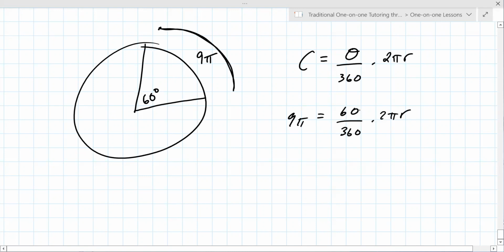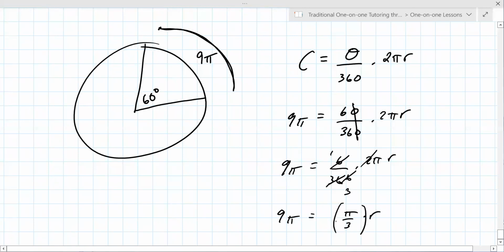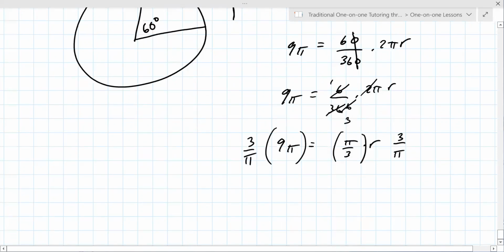So then I divide by 2, or divide those two. You've got to do something to kind of get things situated. So 6 into 36, 1/6. That cancels, that gets you 3. So you have 9 pi equals pi over 3 times r. And then you can clear that by multiplying by 3 over pi. So your answer is 27.